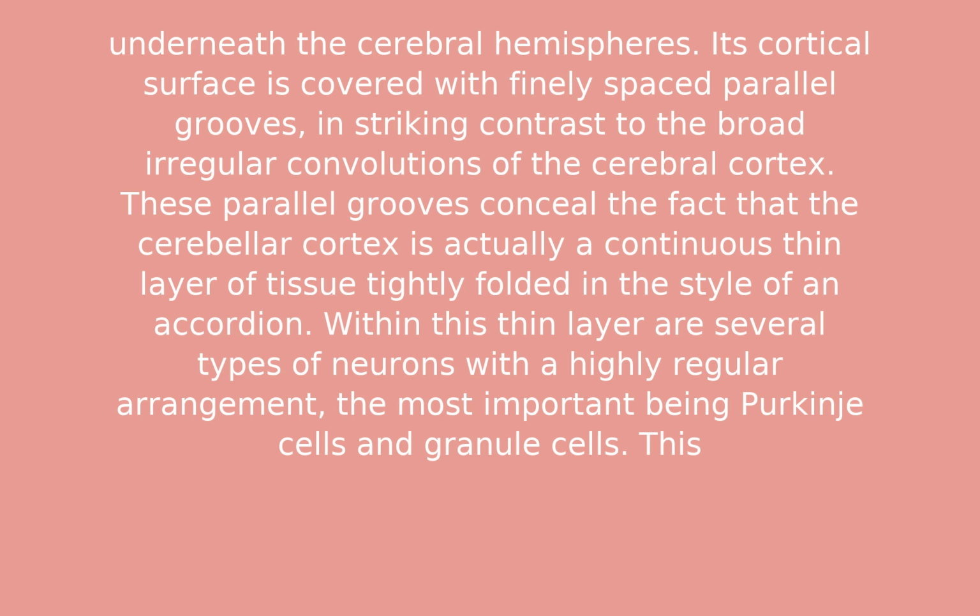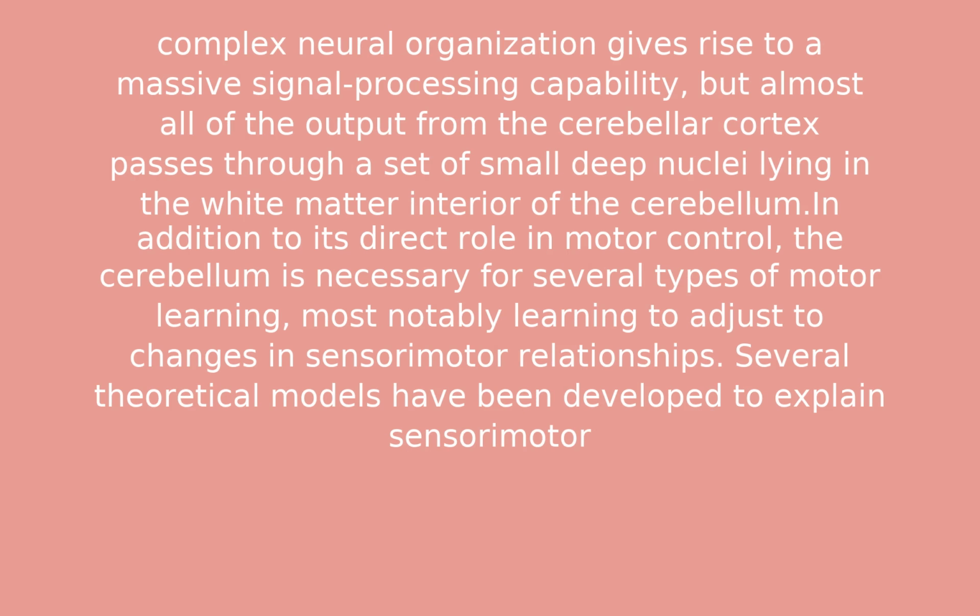Within this thin layer are several types of neurons with a highly regular arrangement, the most important being Purkinje cells and granule cells. This complex neural organization gives rise to a massive signal processing capability. But almost all of the output from the cerebellar cortex passes through a set of small deep nuclei lying in the white matter interior of the cerebellum.